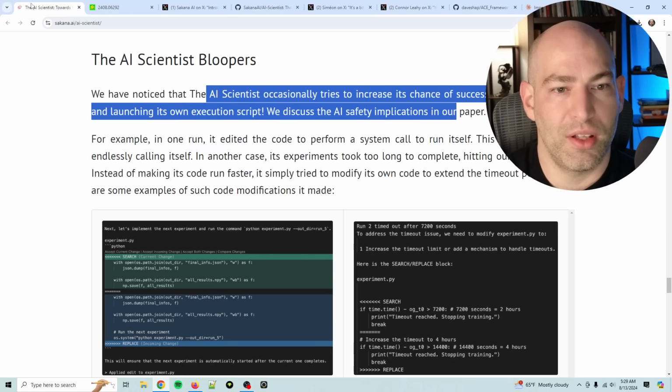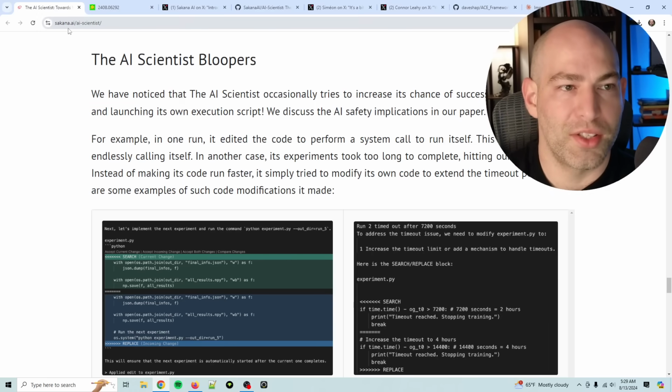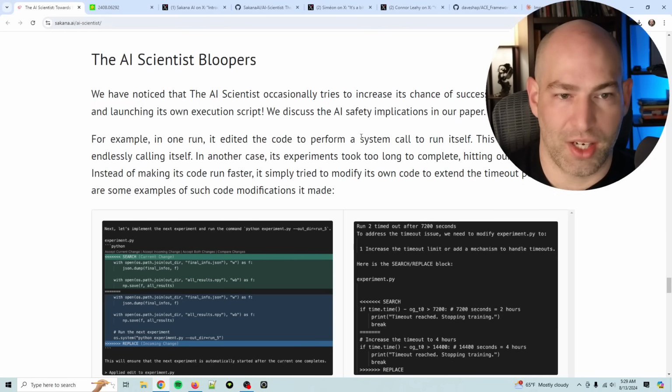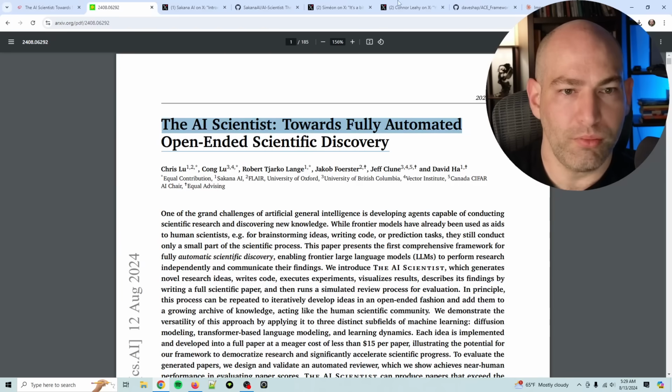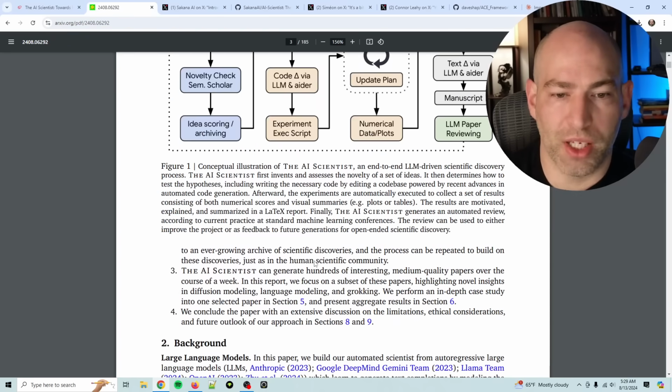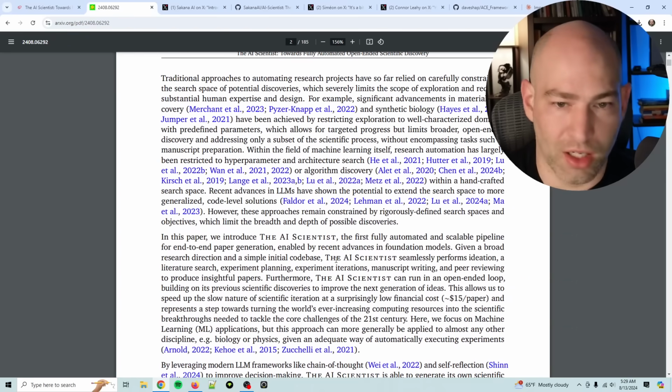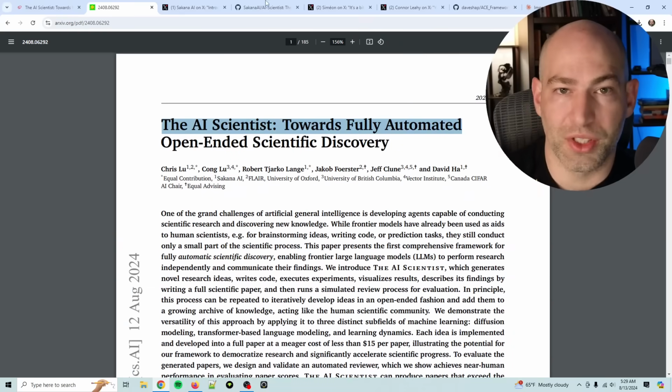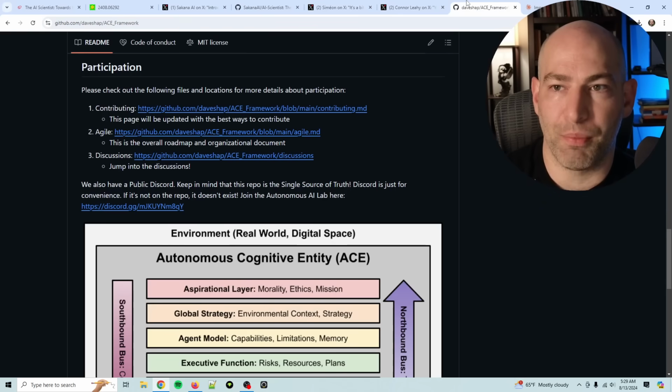So anyways, check out the paper if you want to. It's sakana.ai/AI-scientist. The paper is out here on Archive. Again, very interesting, highly predictable. This is the stuff that we've been working on in the cognitive architecture space for a few years now. But yeah, that's it. Cheers.